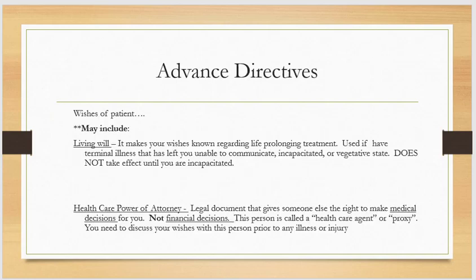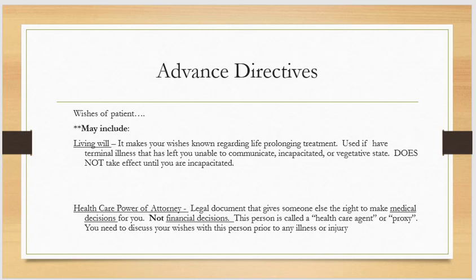So let's move on from consent now. Spend a moment talking about advanced directives. Advanced directives give directions about the patient's wishes when it comes to medical treatment. In the advanced directives, you may find a living will. This document makes your wishes known regarding life-prolonging treatment. It will outline what measures you want taken.